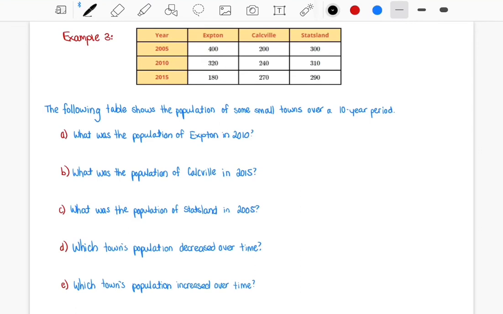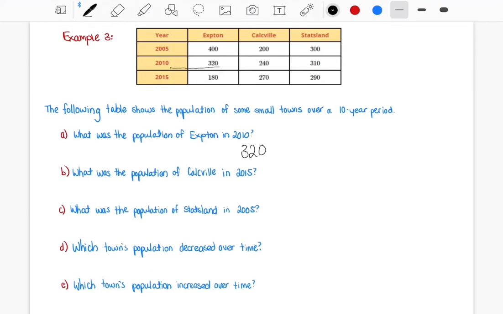First one is, what was the population of Exton in 2010? Disclaimer, I didn't make any of these names up. So Exton, if we look and we go, okay, 2010, I followed across along here, it's 320. So you would just answer 320 because that's what the population was.